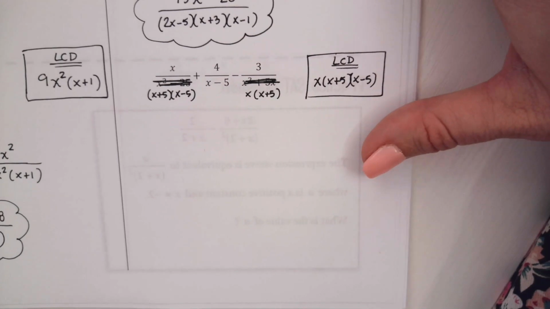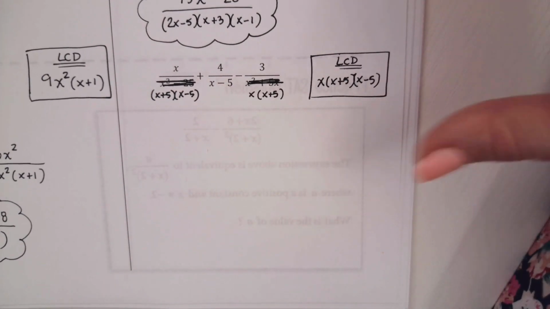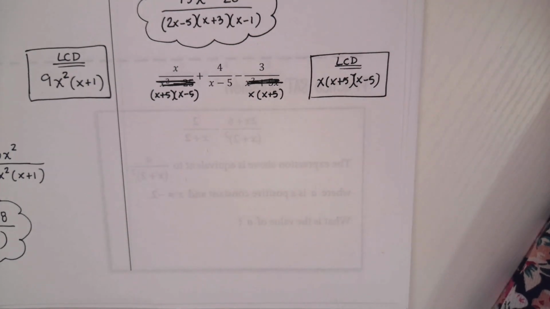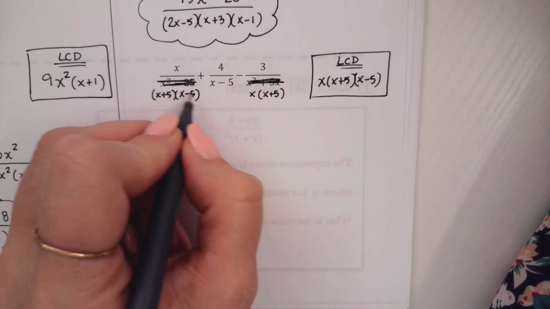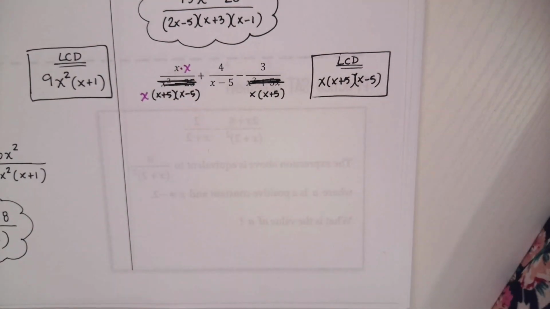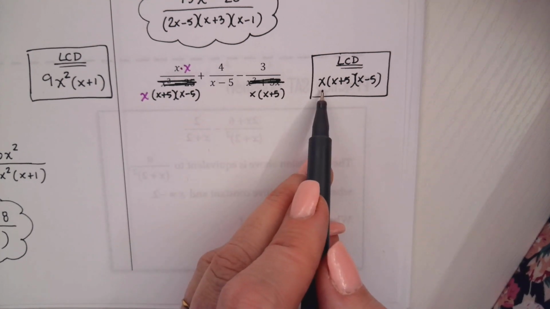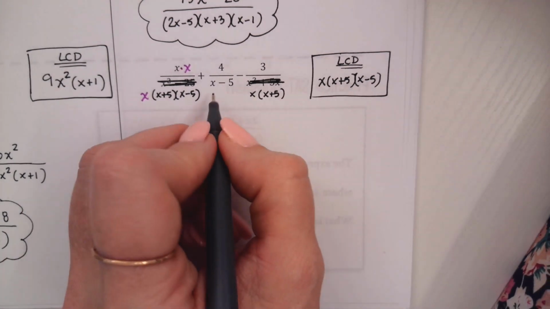Okay, so that's going to help me figure out what I need to multiply by on each one. My first denominator, what does it still need? An x. So I need to multiply the top by x. My second denominator needs an x and what else? An x plus 5.